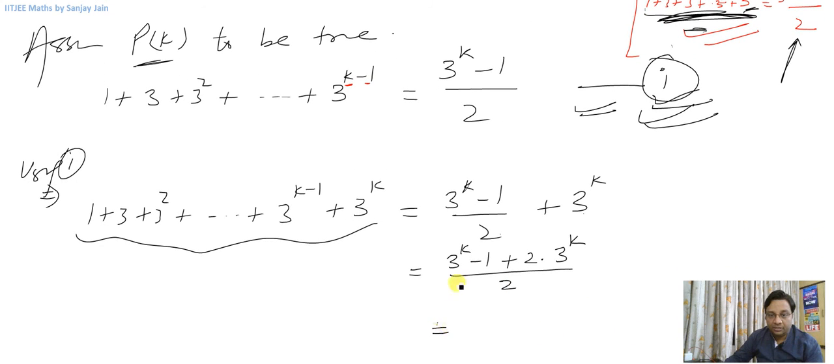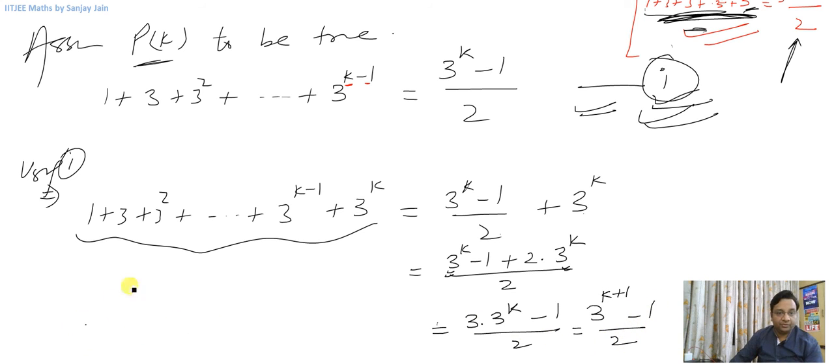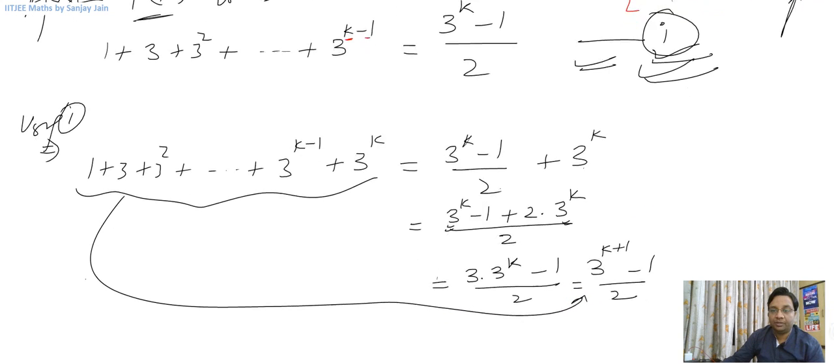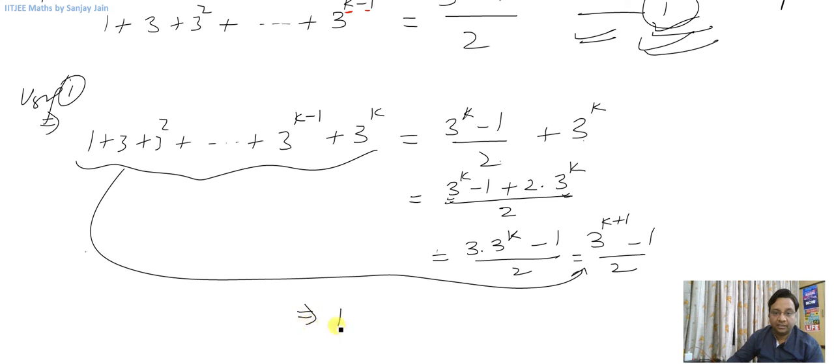Now this is 3 raised to power k, and this is 2 into 3 raised to power k, so 3 into (3 raised to power k minus 1) divided by 2. What is 3 into 3 raised to power k? It can be written as (3 raised to power k plus 1 minus 1) by 2. So if this statement is equal to this, I can say P of k plus 1 is true. Hence P of k plus 1 is true.